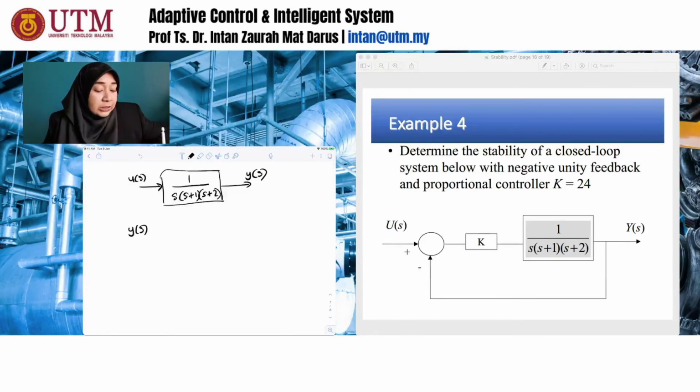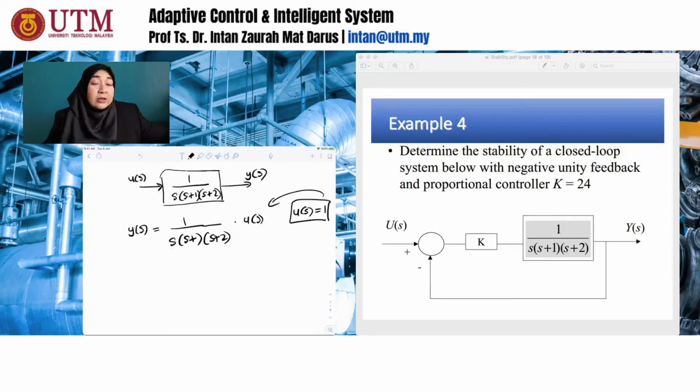Okay, so it's going to give me 1 over (s plus 1)(s plus 2). So if I multiply that with U(s), and let's say U(s) is an impulse input with the value of 1, so definitely this is going to give me Y(s) equals A over s plus B over (s plus 1) plus C over (s plus 2).